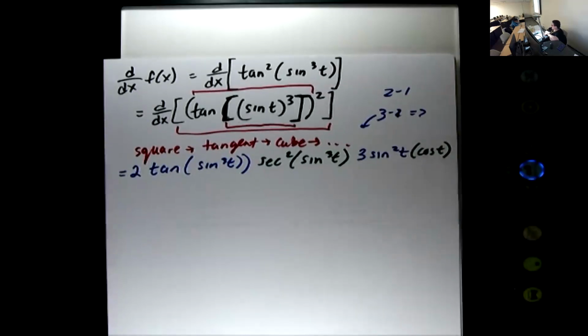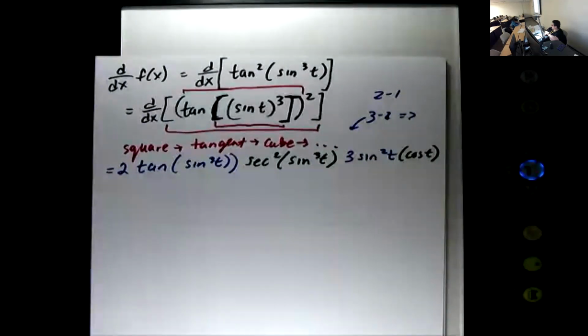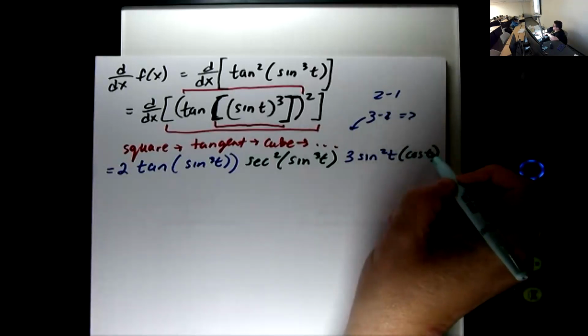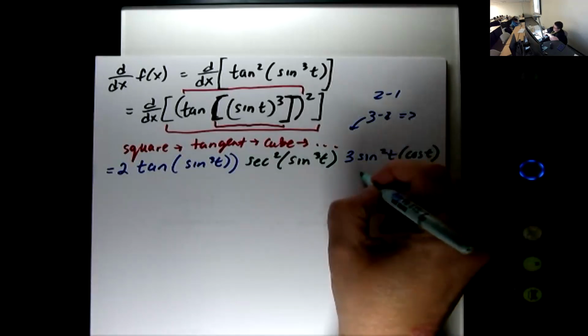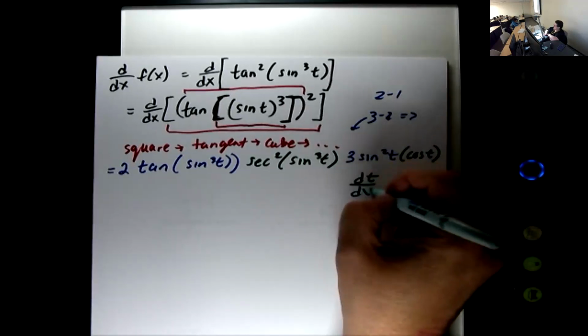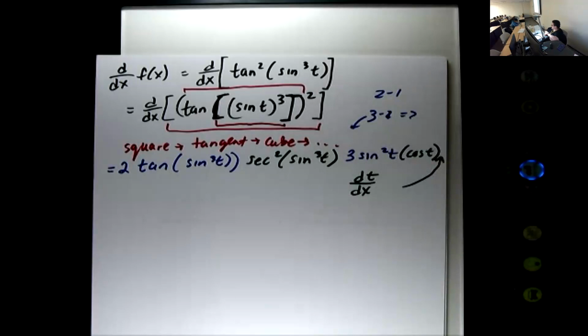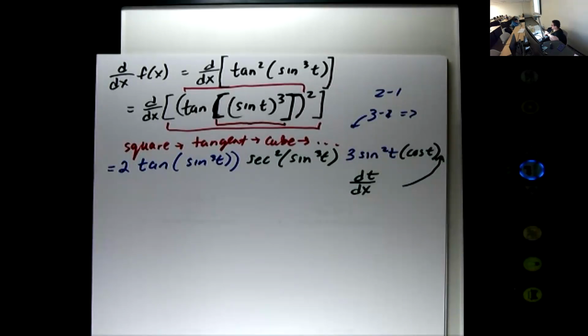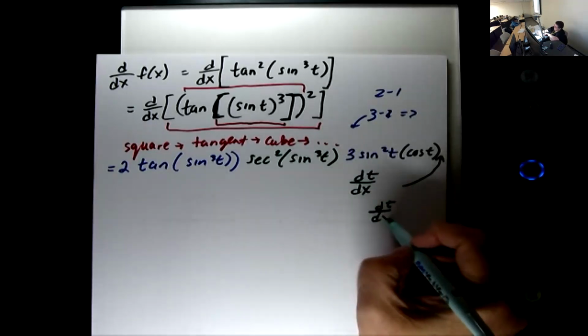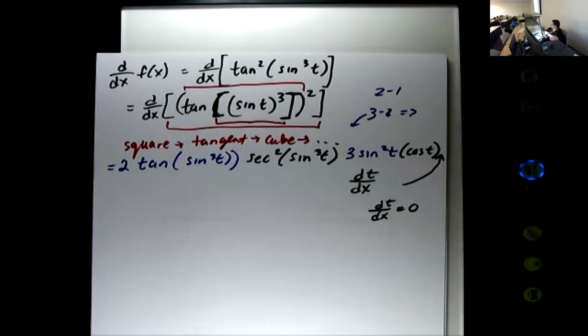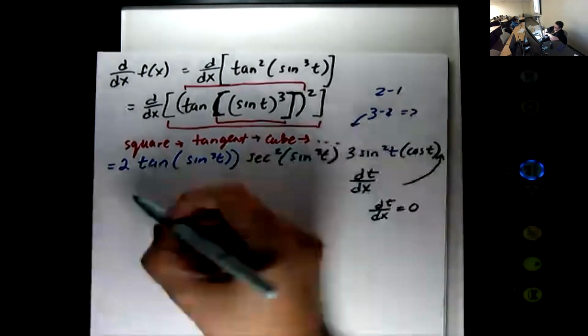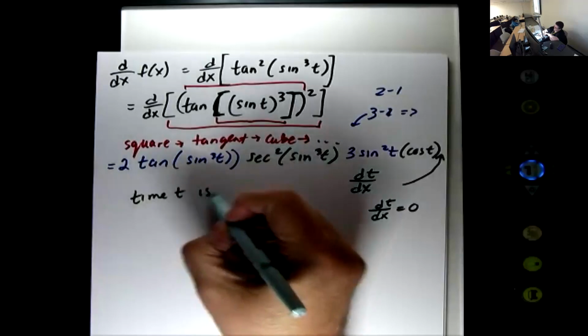How many of you got that far? Good work. Did you go one more step? We gotta go inside the trig function. dt dx. That's the final piece right there. Time is not a function of position. dt dx equals 0. Time t is not a function of position.